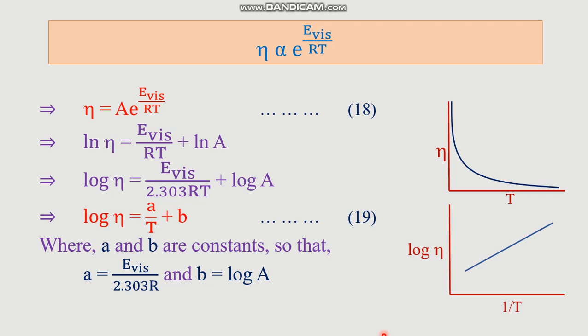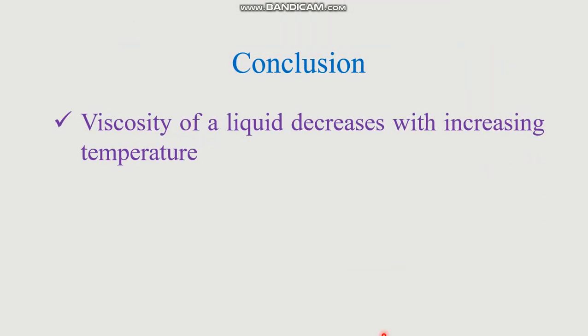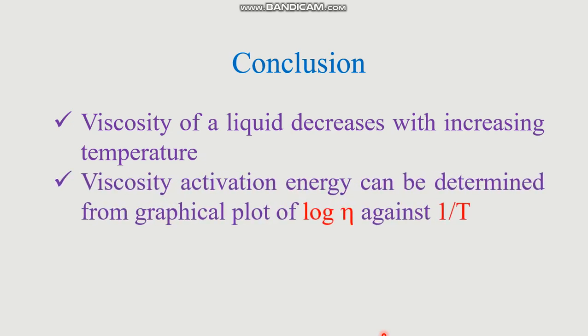So what conclusion can we draw from this? We can conclude that viscosity of a liquid decreases with increasing temperature. Viscosity activation energy can be determined from the graphical plot of log eta against 1/T. Look at this graphical plot again. From the slope you can easily get the value. Slope is a, and small a is nothing but E_vis/(2.303 R), so from that you can easily get the value of E_vis.